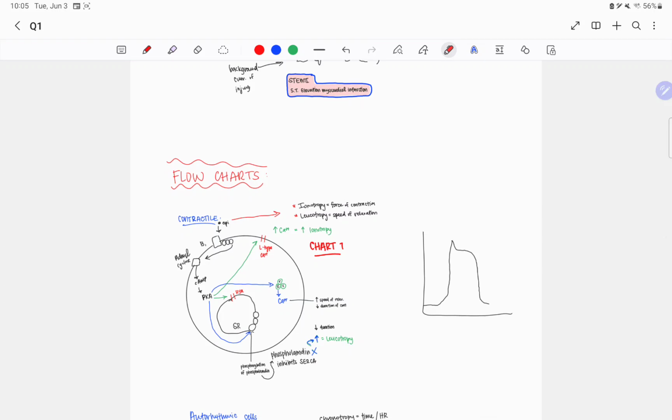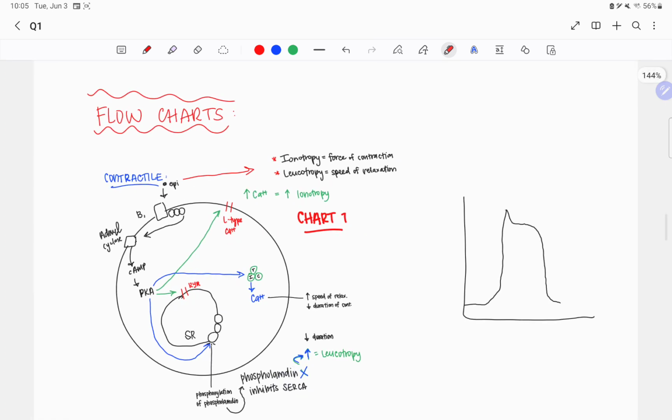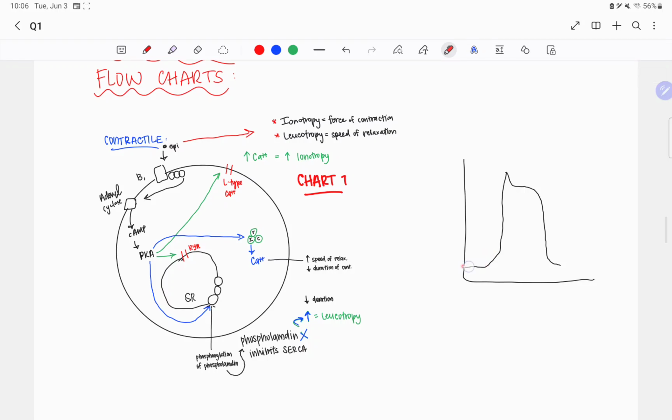We're going to talk about some flow charts for inotropic, lusitropic, and chronotropic actions. So in the contractile cells, I just kind of have this drawn out to show you, just to remind you that this is the contractile cells. Okay. Now they deal only with inotropy and lusitropy. Inotropy is the force of the contraction, and lusitropy is the speed of relaxation. That's what that's dealing with.